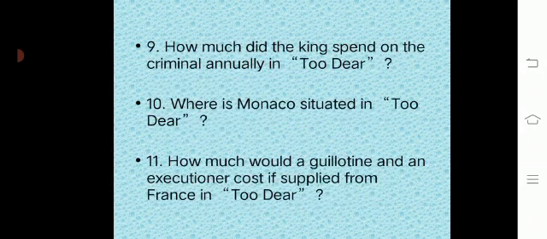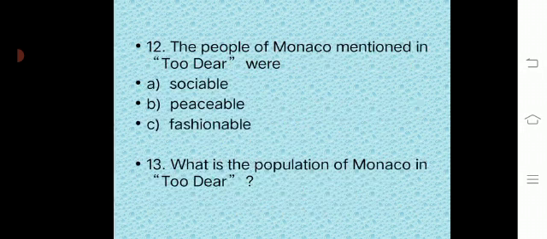In other words, what does this question mean? How much did the French government quote for the guillotine and executioner? Correct? Yes. Then question number 12. The people of Monaco mentioned in Two Dear were, this is again a multiple choice question with three options. Option A, sociable. Option B, peaceable. Option C, fashionable. So, read the lesson carefully, understand and choose the correct answer.